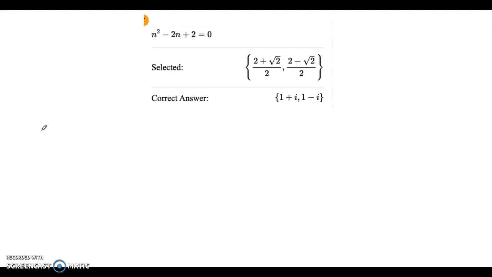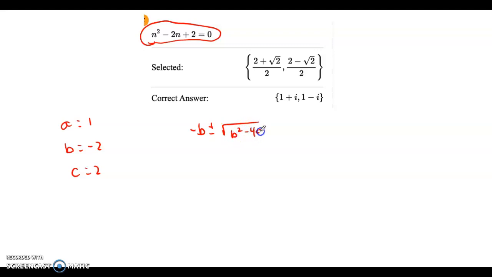Calculator, just putting the numbers in and it comes out. But this I can do for you. So for number one, you want to make sure it's in standard form. So you want the square term, the regular term, and then the constant all equaling 0. And I would write out what everything equals. So A equals 1, B equals -2, and C equals 2. And then you write the formula out: negative B plus or minus the square root of B squared minus 4AC all over 2A.